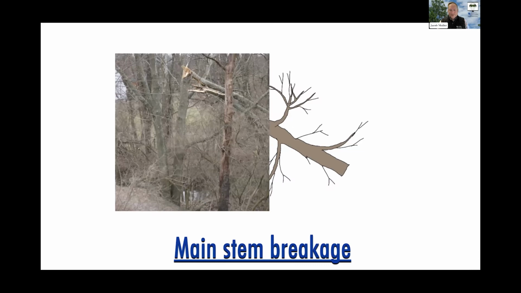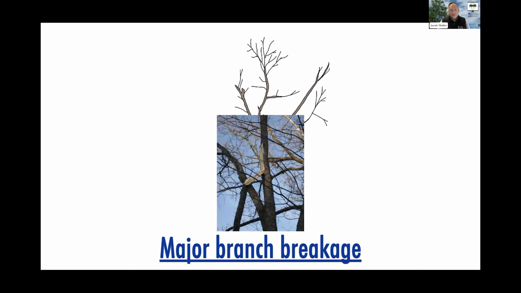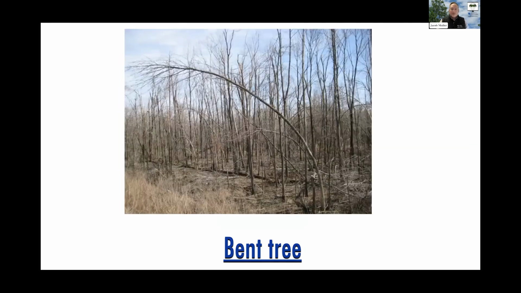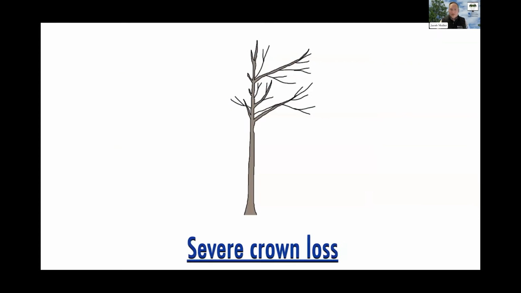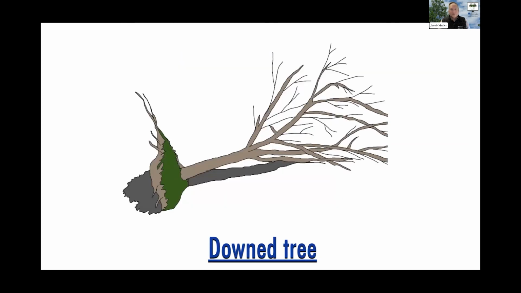Times that it's important to probably remove those trees are when we have main stem breakage or even major branch breakage that might introduce pathogens or disease into that tree. It's not going to be able to recover. And depending on your management objectives, if you're okay with having some trees remain in your forest, perhaps even for wildlife, those are all things that you'll want to think about and work with a forester to help you decide how to manage that, right? So again, severe crown loss versus low to moderate crown loss, where with low to moderate crown loss, it might not necessarily be a scenario where we need to remove that tree. It might be able to recover and become a functioning part of that forest.